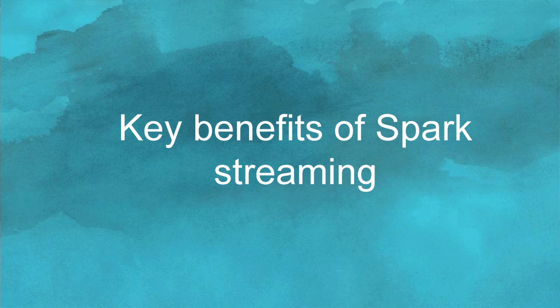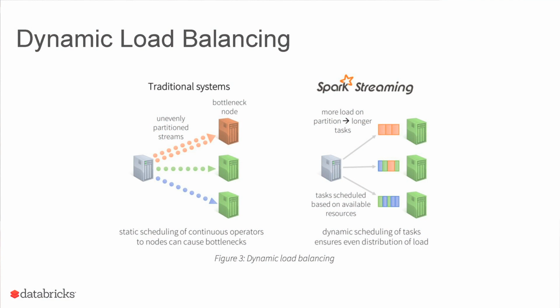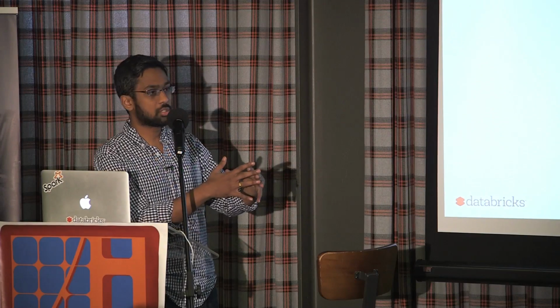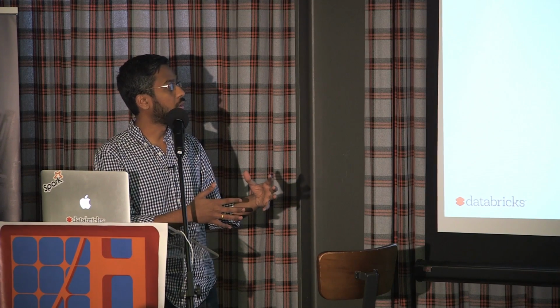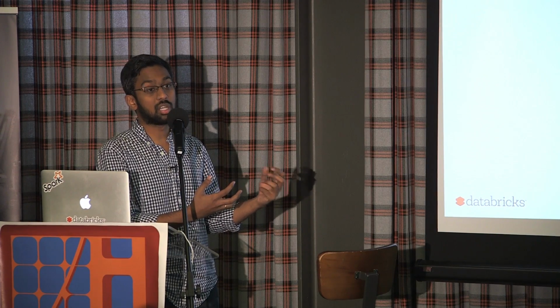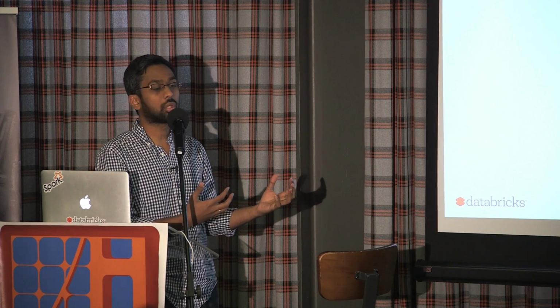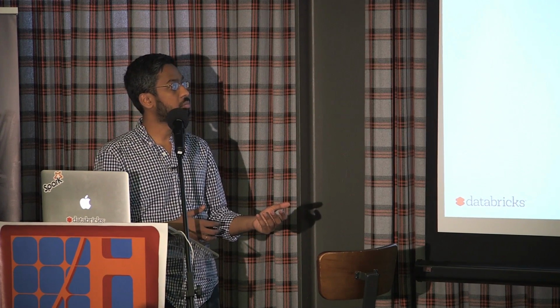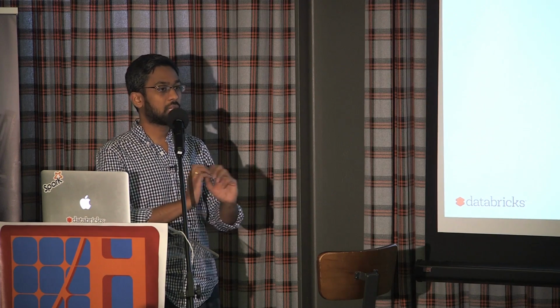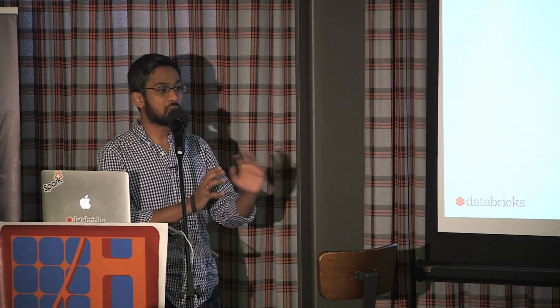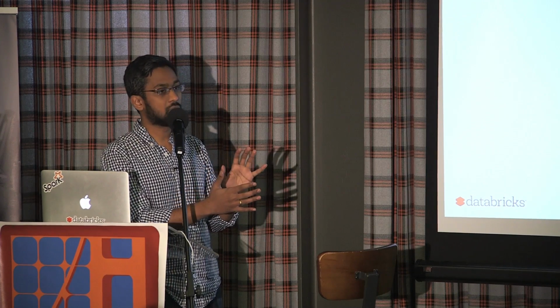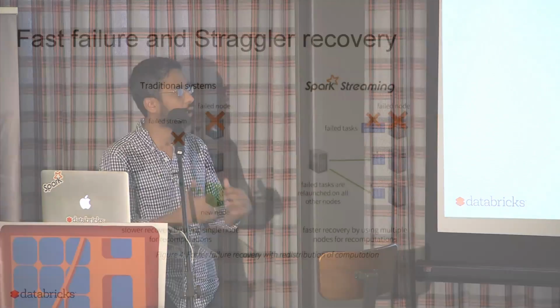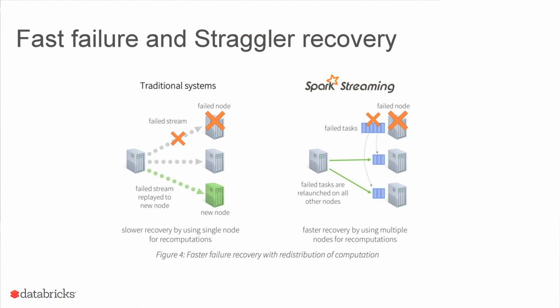So in terms of key benefits of Spark Streaming, it comes from the way Spark Streaming schedules the job. In traditional systems, where a distributed cluster is there, if unevenly partitioned data comes in, one node can become a bottleneck. With Spark Streaming, that's much more efficient, because for every batch interval, Spark Streaming schedules the tasks. So if one node has an uneven partition, the subsequent batches can still use the available resources to keep moving fast.